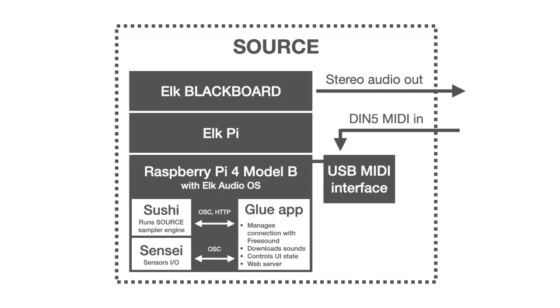All software processes run under the Elk Audio OS, an open-source operating system optimized for low latency and real-time audio systems. The core of Source is the sampler engine, which is implemented as a VST plugin and is run by a plugin host bundled with Elk Audio OS. The communication with the sensors of the controller board is also carried out by the OS. Finally, a glue app is responsible for connecting all the subsystems together, handling the user interface and communicating with Freesound to search and download sounds.